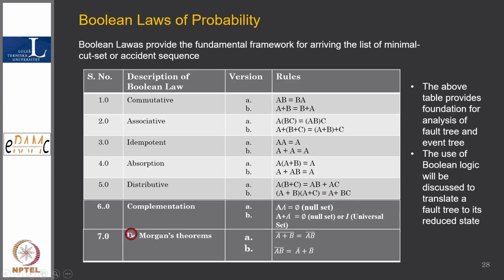Complementary law: A and the complement of A is equal to null, and A plus the complement of A is the universal set. Then De Morgan's theorem: the complement of AB is the complement of A plus the complement of B, and the complement of A plus B is the complement of A multiplied by the complement of B.